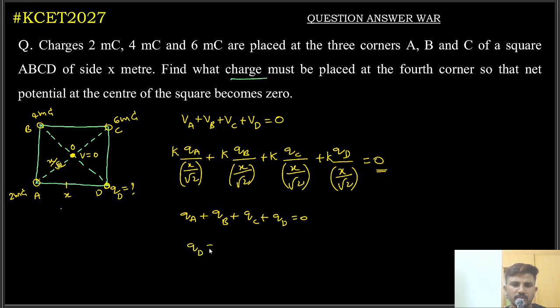So QD is equal to minus of QA, QB and QC: minus, what is QA? 2 millicoulomb, QB 4 millicoulomb, QC 6 millicoulomb. So 6 plus 4 is 10 plus 2 is 12. So minus 12 millicoulomb is the required charge. That is how we have to solve this. This question was asked 3 times in the final examination for PU board in Karnataka.